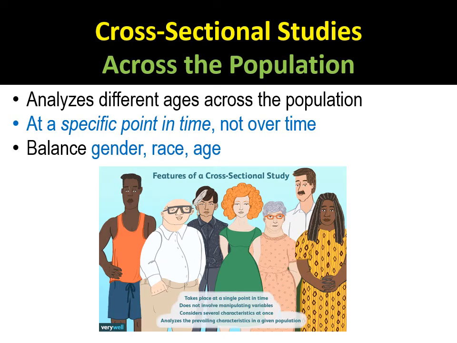Cross-sectional studies are studies that we do across the entire population. So you see the word cross and you see across, that's how you're going to remember it. It's across the population. We are analyzing different ages or different groups at one specific point in time, not over a long period of time. And we want a balance of gender or race or age or whatever the group is, however we're leveling people out. We want to get a nice cross section of all of those people.